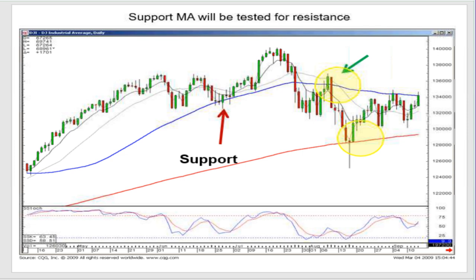What if there is a gravestone doji at the top? That is your ultimate shooting star signal.